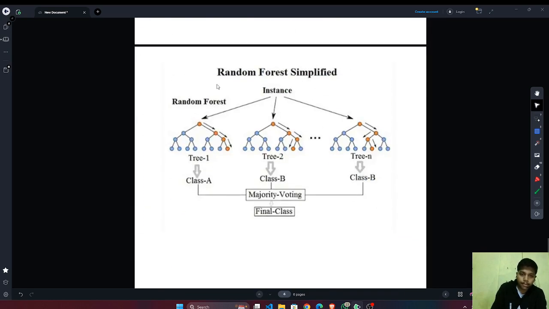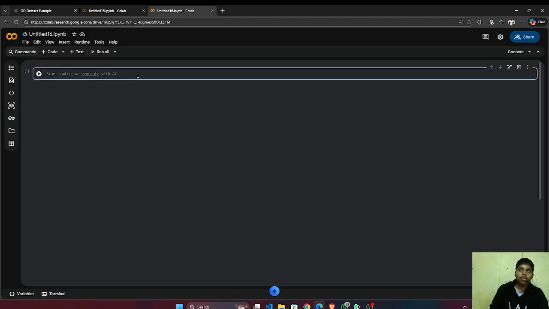So this is the diagram of random forest. We have multiple trees and the same data set, and by majority voting we decide the final answer. Now the explanation part is completed. We will get to the coding part. Here we will see how we implement random forest in Python.